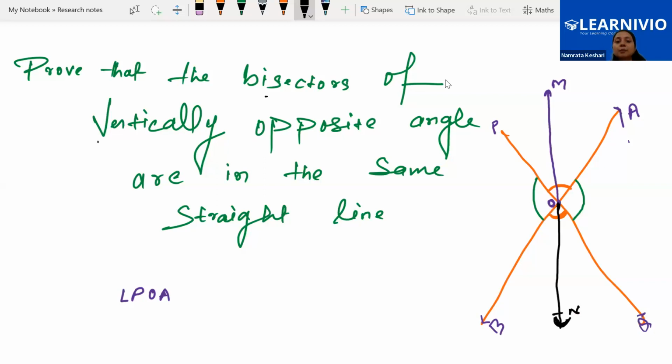Read it carefully. The bisector of vertically opposite angle. Vertically opposite angles are POA and BOQ. We have to show that the bisectors of these two angles, meaning the line bisecting the upper angle and the line bisecting the downward angle, create a straight line. That's what we have to prove. Are you getting it?